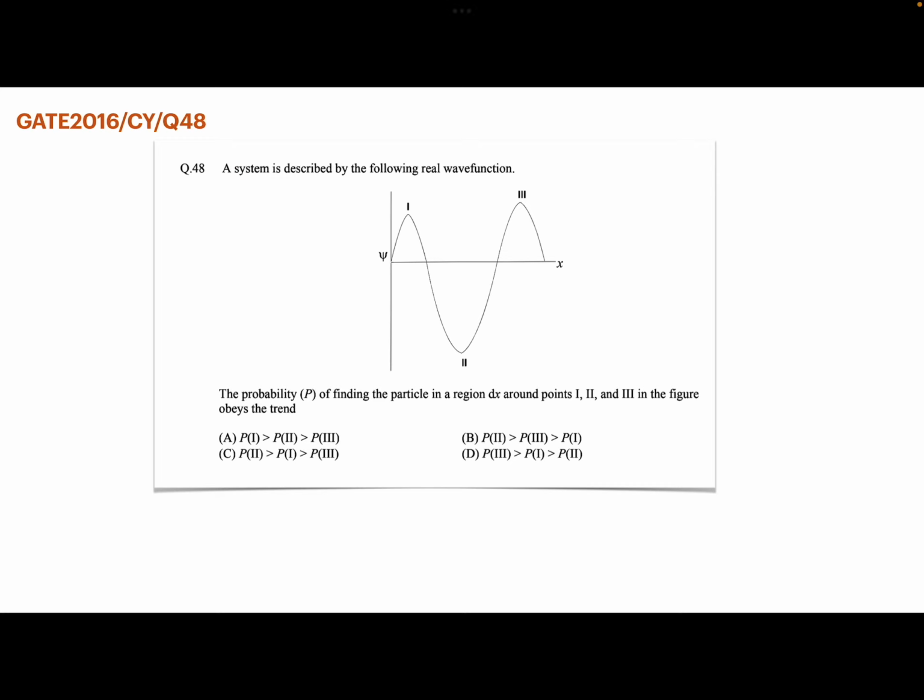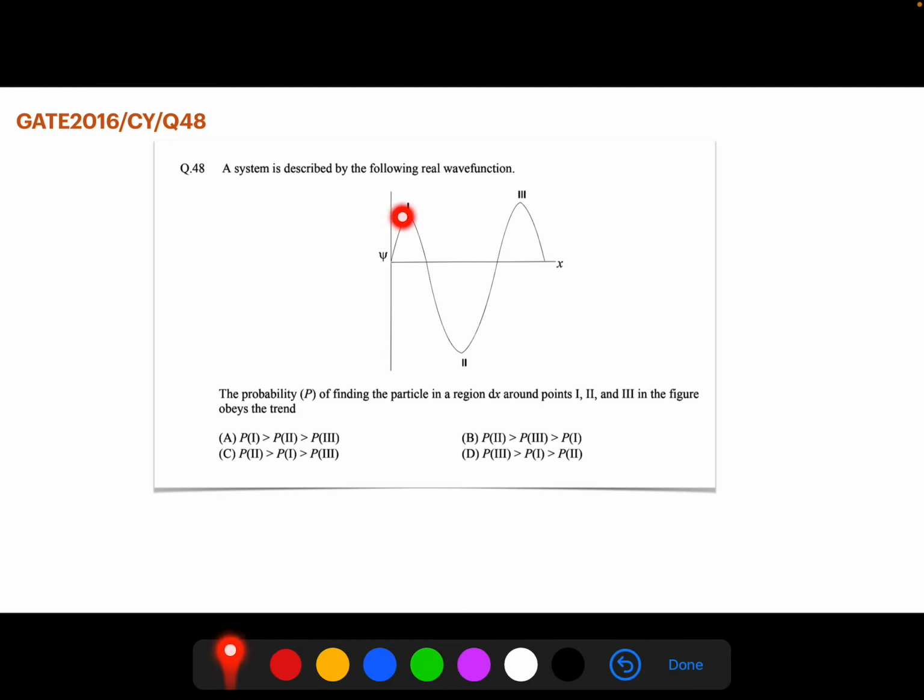Hello everyone. In this video I will be solving GATE 2016 Chemistry question number 48. This question states that a system is described by the following real wave function. The given wave function is like this. Here we have it divided into three regions, 1, 2 and 3.